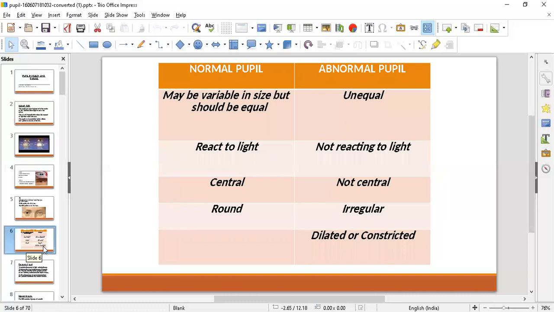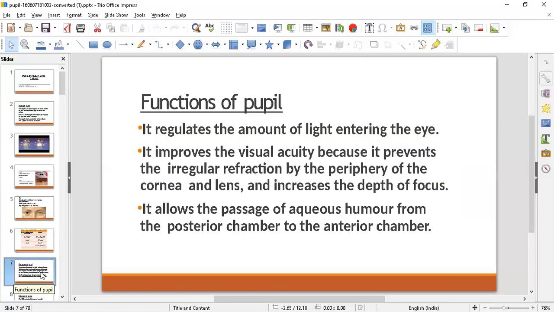So what are the pointers towards an abnormal pupil? You always compare the size of the pupil in both eyes. If it is unequal, then there may be some abnormality. If the pupil is not reacting to the light, or if it is not in the center, or if it is irregular, or if the pupil is dilated or constricted, then it may be abnormal.